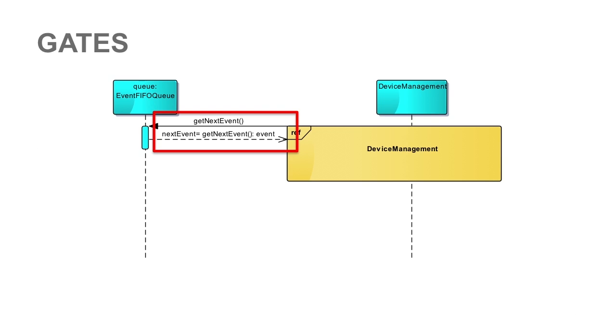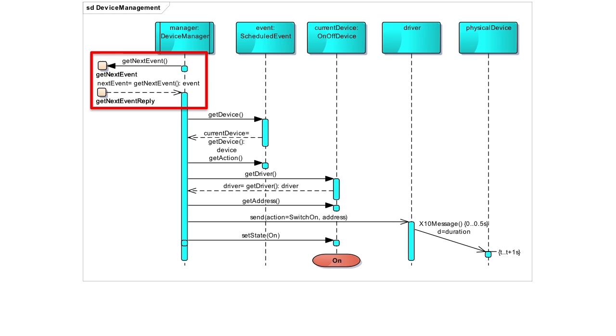The diagram here shows a reference to the interaction occurrence device management, with a gate at the side where the getNextEvent message goes out and the reply to that comes in. This diagram shows that interaction in a separate diagram, with the gates at the side where the same two messages go out of and into this diagram. Let's have a look at how this would work in practice.